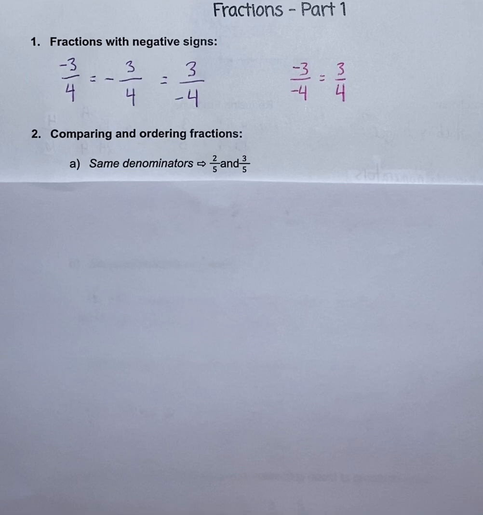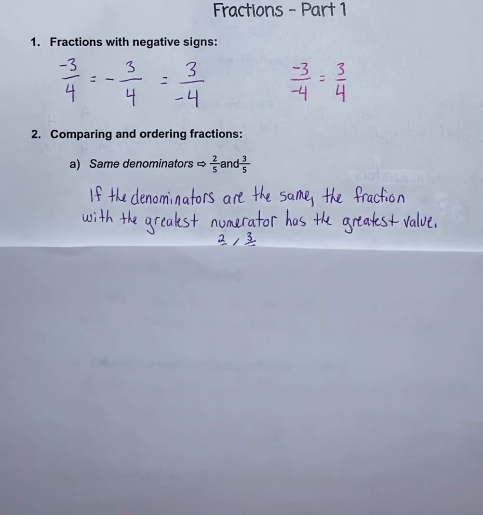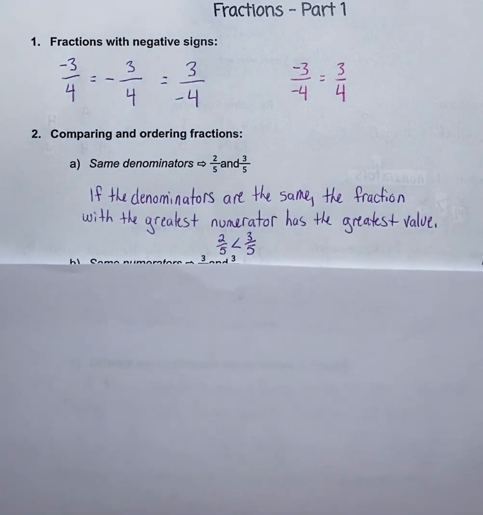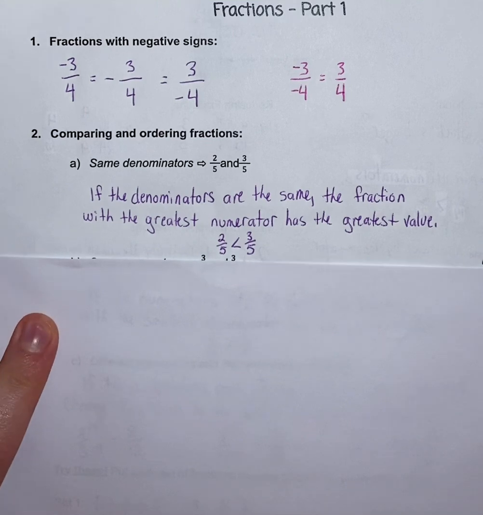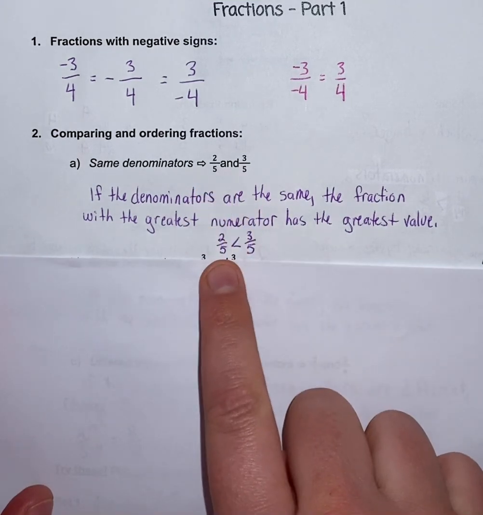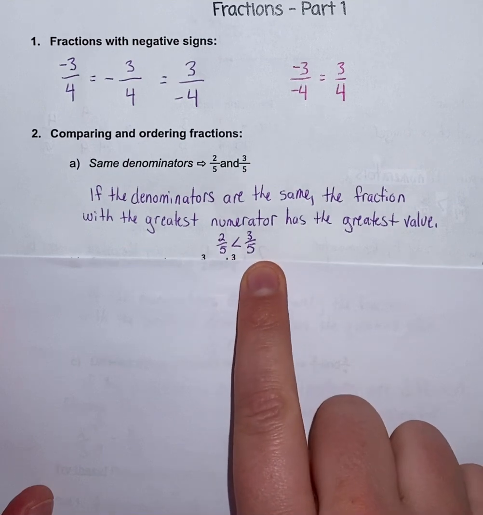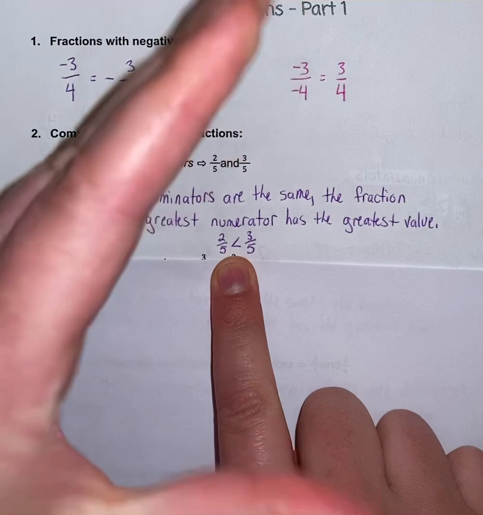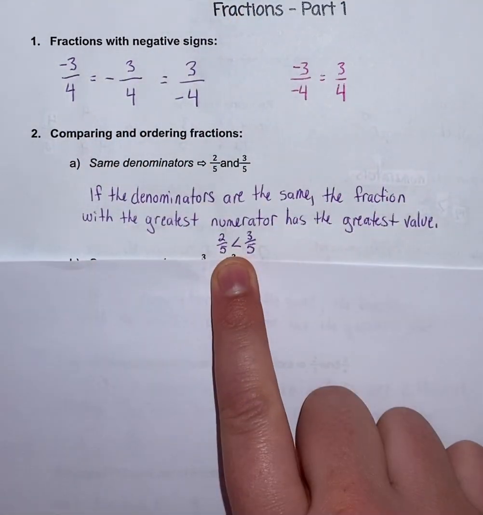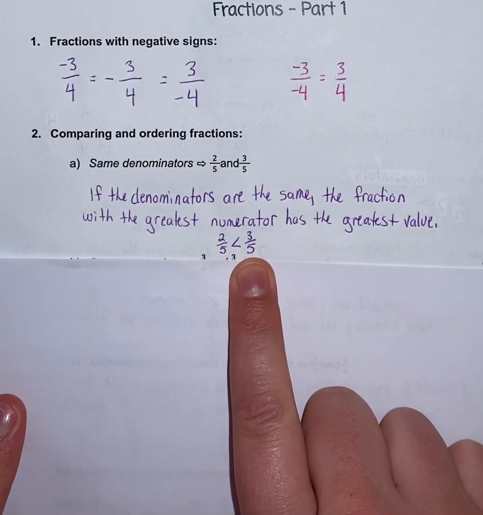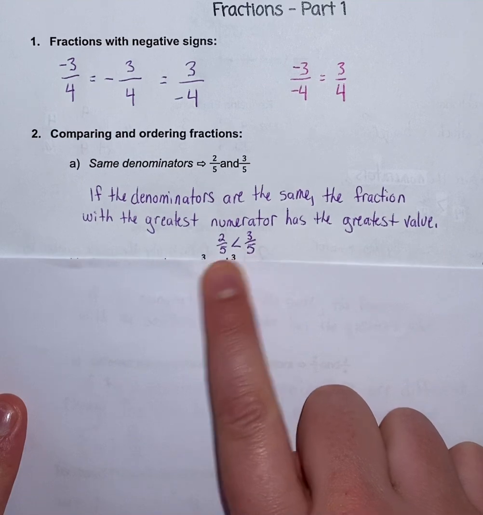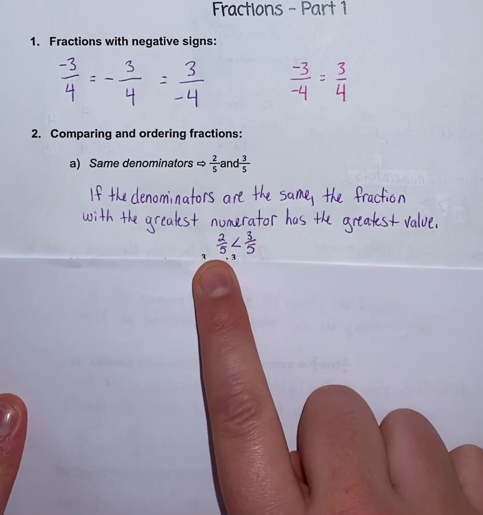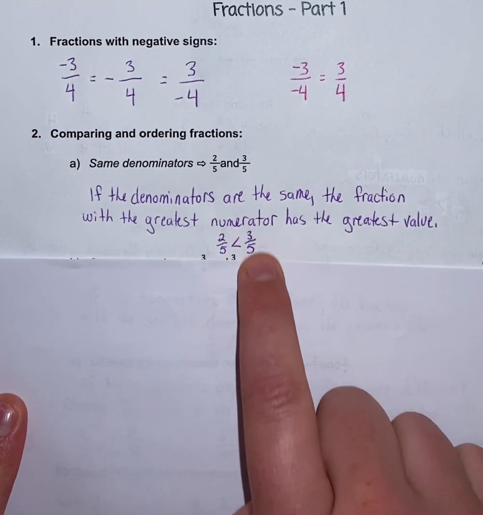So when we have something with the same denominator, if the denominators are the same, the fraction with the greatest numerator has the greatest value. So that means 2/5 is less than 3/5. So we always write our symbol here as like an alligator that's wanting to eat the bigger one. So the bigger one here is 3/5. And so we put that towards that and we say that 2/5 is less than 3/5.